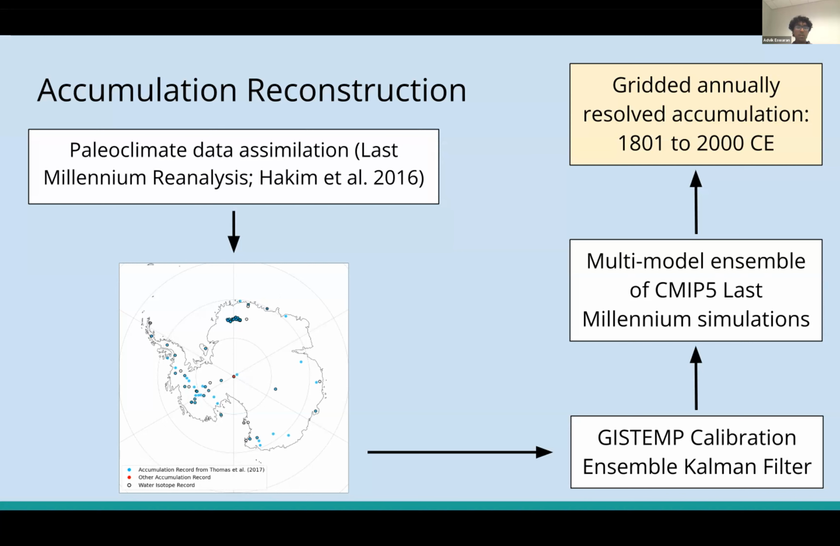And we use about 120 Antarctic ice core records, including both accumulation records and also water isotope records, even though we're only reconstructing accumulation. And we combine this with a multi-model ensemble of 9 different CMIP-5 last millennium simulations where we randomly draw individual ensemble members. And again, the combination of the 2 ice cores and climate models is what gives us a gridded reconstruction product.